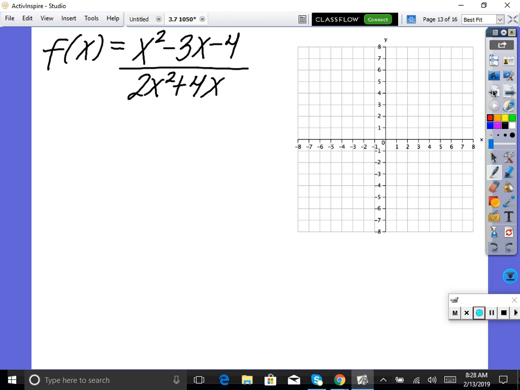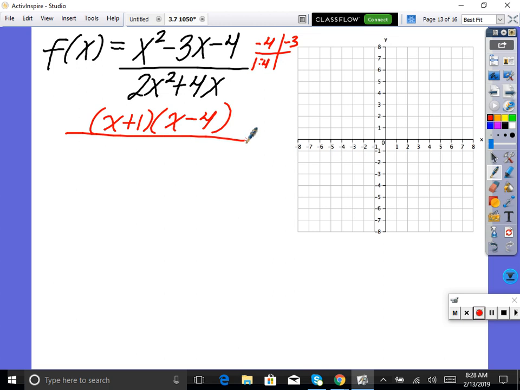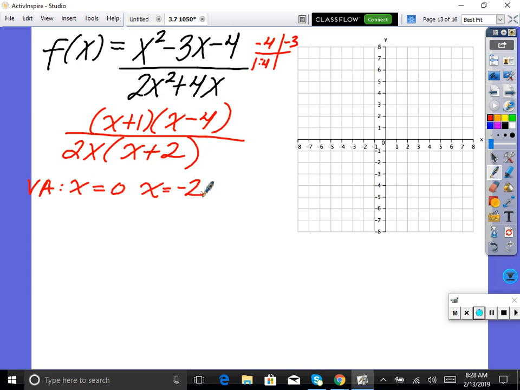Okay, so first things first, factor the top, factor the bottom. This one's a really good one to do, actually. So if you factor the top, what multiplies to be negative 4 and adds up to be negative 3? 1 times 4, negative 4. The top factors to be x plus 1 and x minus 4. Okay, on the bottom, what would we pull out? 2x, and left would be x plus 2. Okay, awesome. Vertical asymptotes come from the denominator being 0. So x equals 0 and x equals negative 2. Agreed? So I'm going to go to 0. I'm going to go to negative 2.